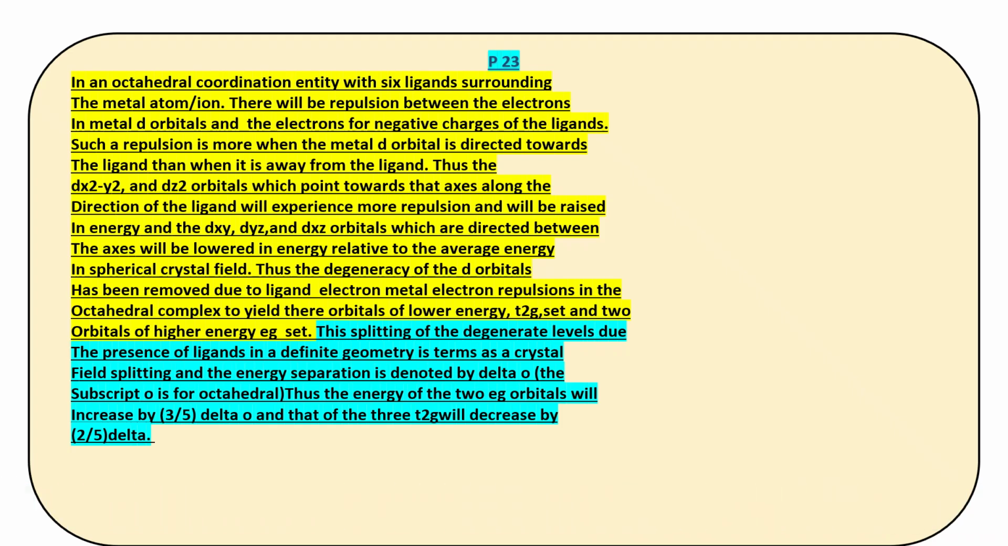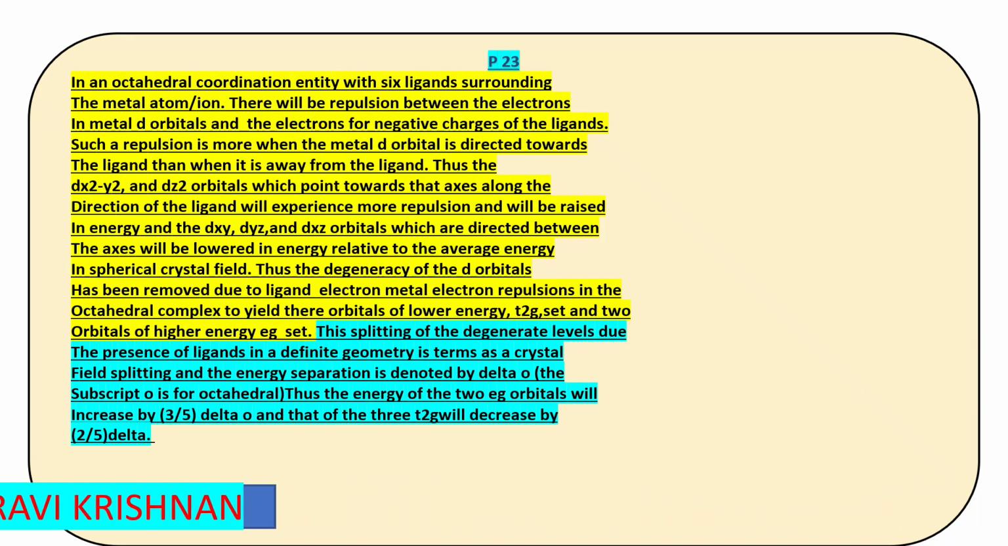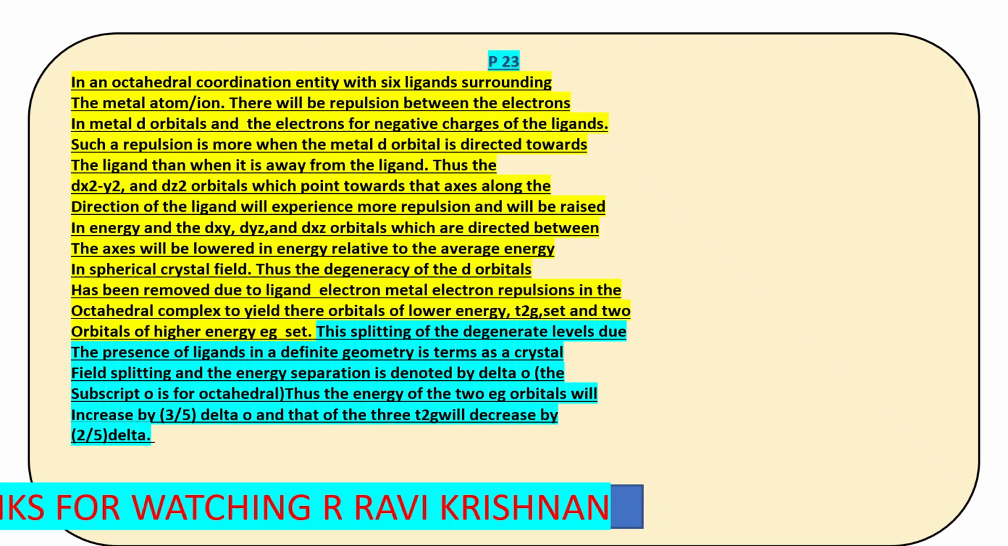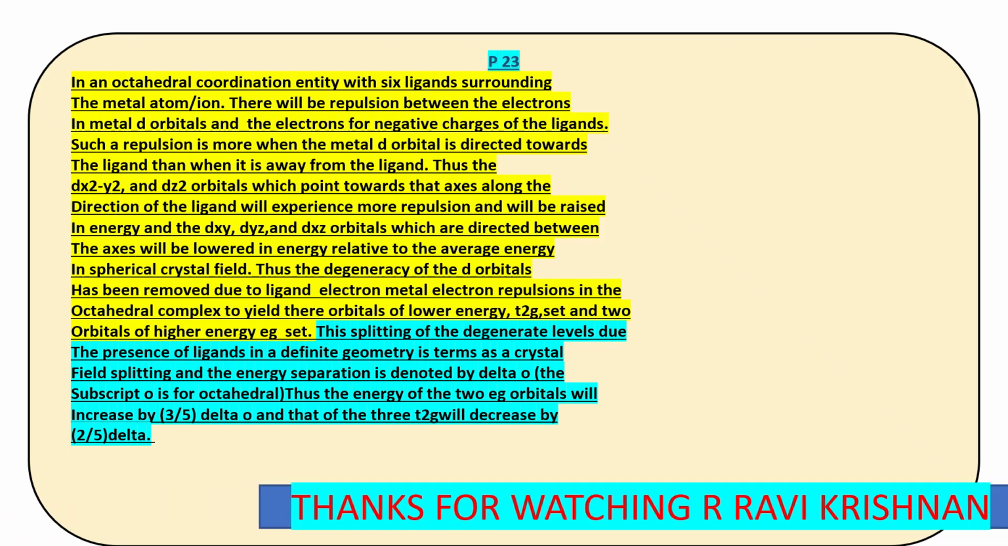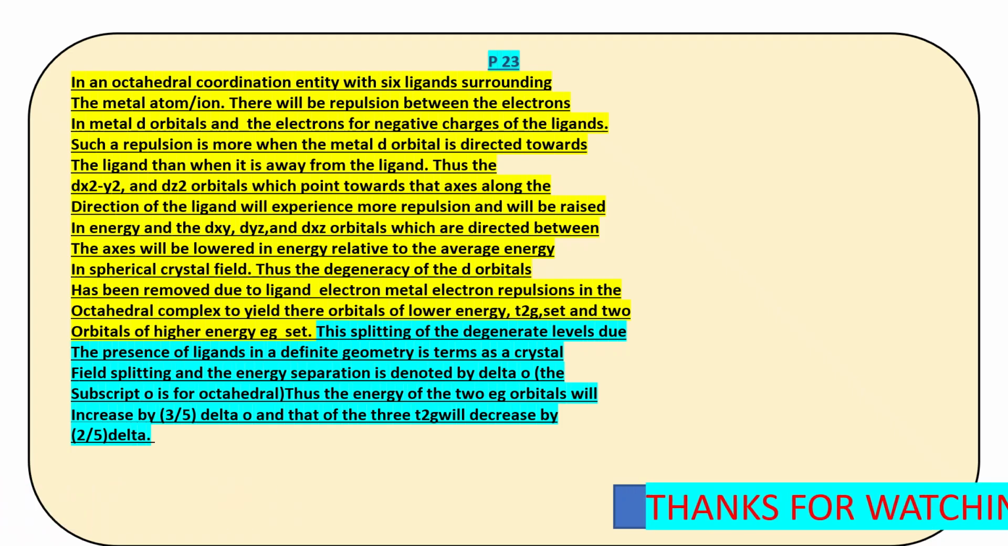The subscript o is for octahedral. Thus, the energy of the two eg orbitals will increase by 3/5 delta o and that of the three t2g orbitals will decrease by 2/5 delta o.